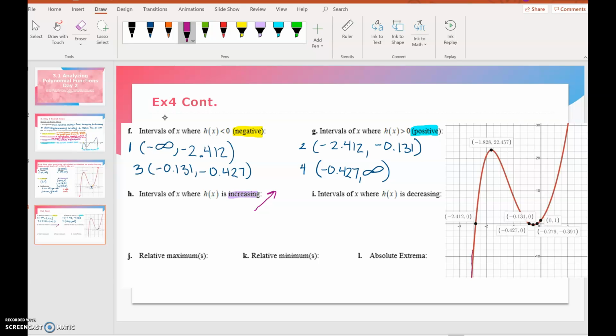So if I follow my line, I am going up right now. So this is all increasing. I'm still going up. I'm still going up. And then I start to go down. So it's just this piece right here. So let's write that. So we started down here, which is negative infinity. And we went to negative 1.828. Again, we're looking at x values. X values. Okay.